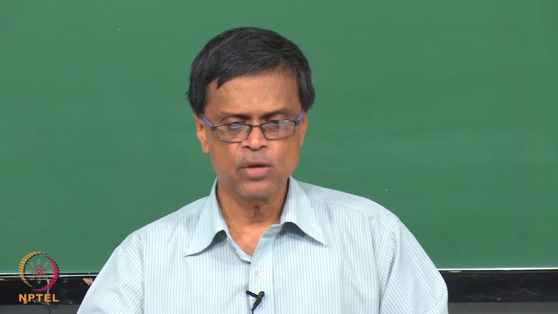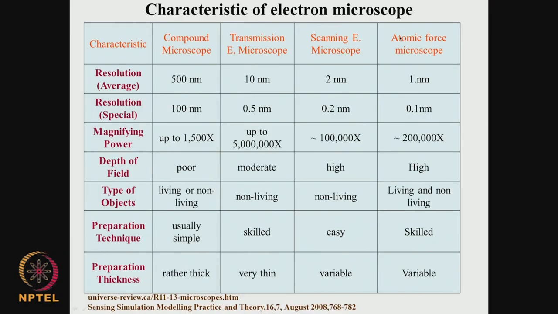Okay. So, what are the differences between all these? If you look at resolution, a normal compound light microscope is 500 nanometer, TEM will go up to 10 nanometer, okay, scanning electron microscope maybe 2 nanometer, atomic force 1 nanometer. Resolution is like that. Magnifying power we can go up quite a lot. Depth of field, TEM is moderate, scanning electron is high, atomic force is also high. Depth of field for a compound microscope, because you are viewing from the top, we cannot go very deep.